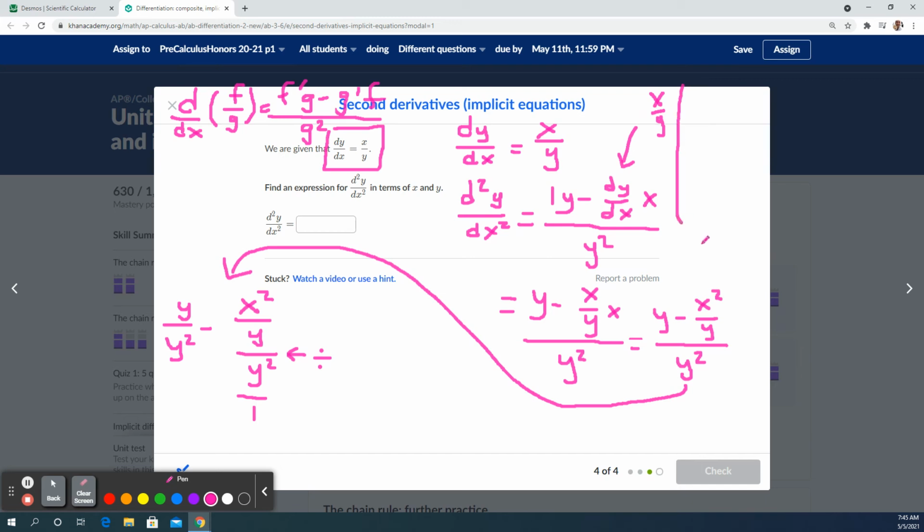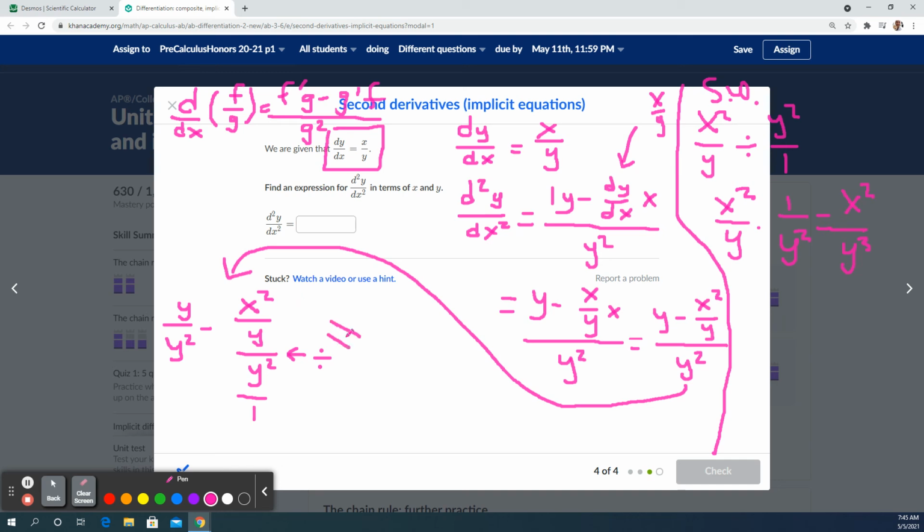So I'm just going to go ahead and do some side work here. The side work is that x squared over y divided by y squared over 1 is x squared over y times 1 over y squared, which is equal to x squared over y cubed. Okay, so all this turns into y over y squared minus x squared over y cubed.